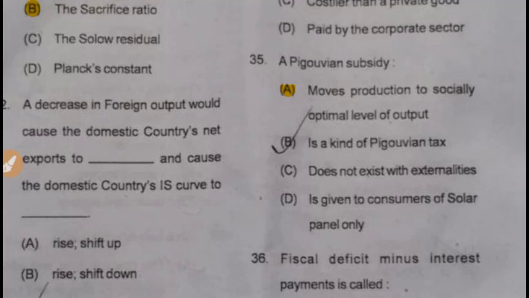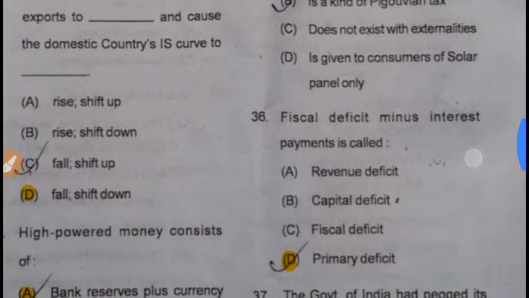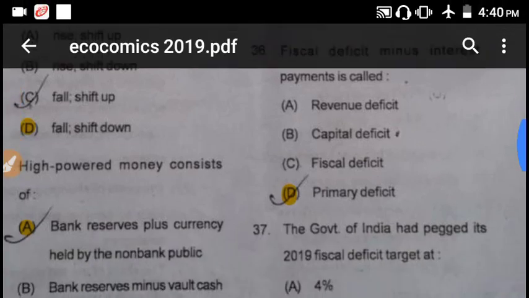Which is the merit production? It is obviously underproduced, so a subsidy is given to produce the optimal level. Fiscal deficit minus interest payments, we will get the primary deficit. That is option D.